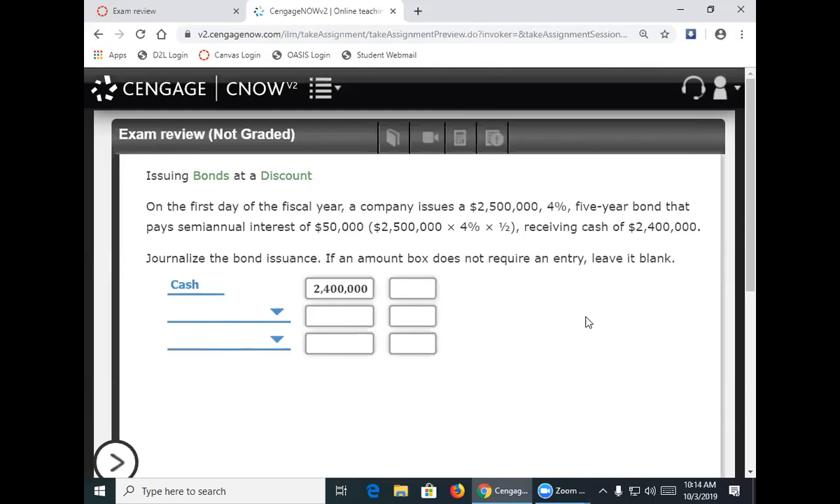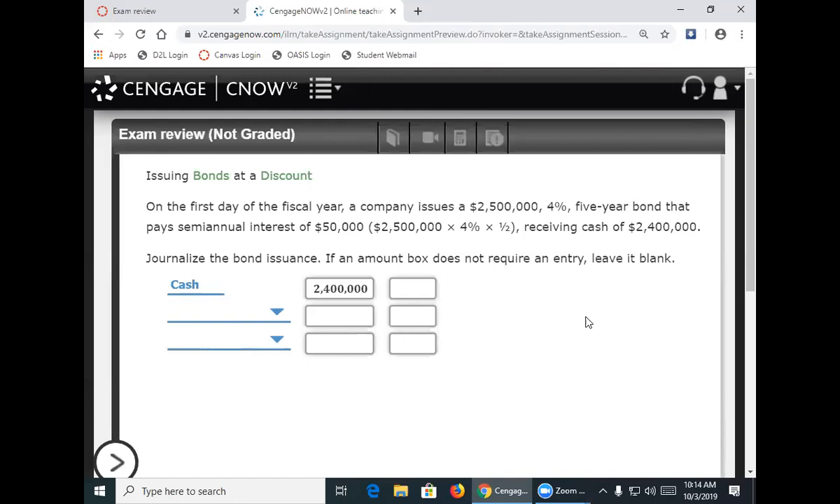So when we've received less cash than the face value, we've discounted. This bond has been discounted. Okay. So when the cash proceeds are less than the face value, we know this bond has been discounted. Okay, number 8 would be the premium.